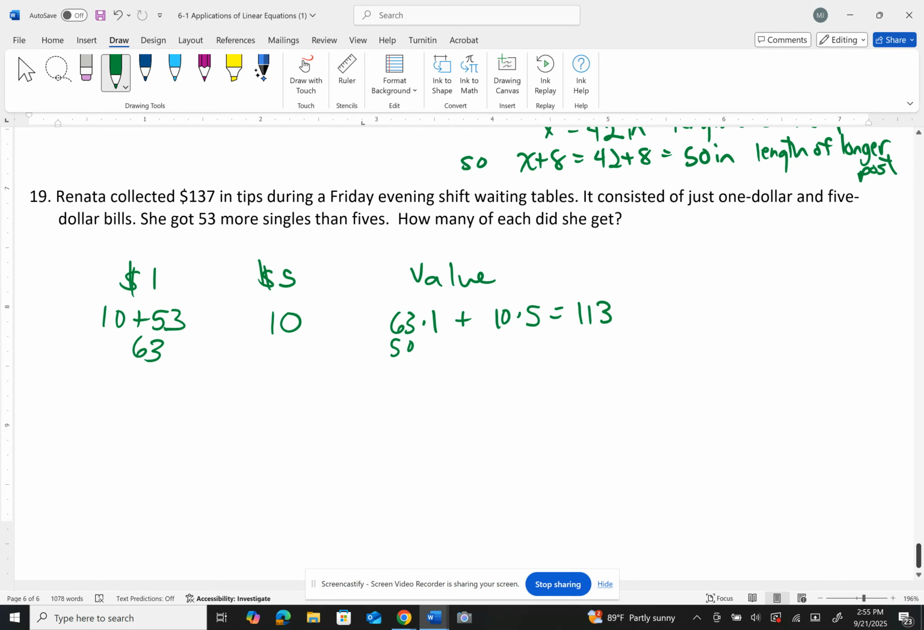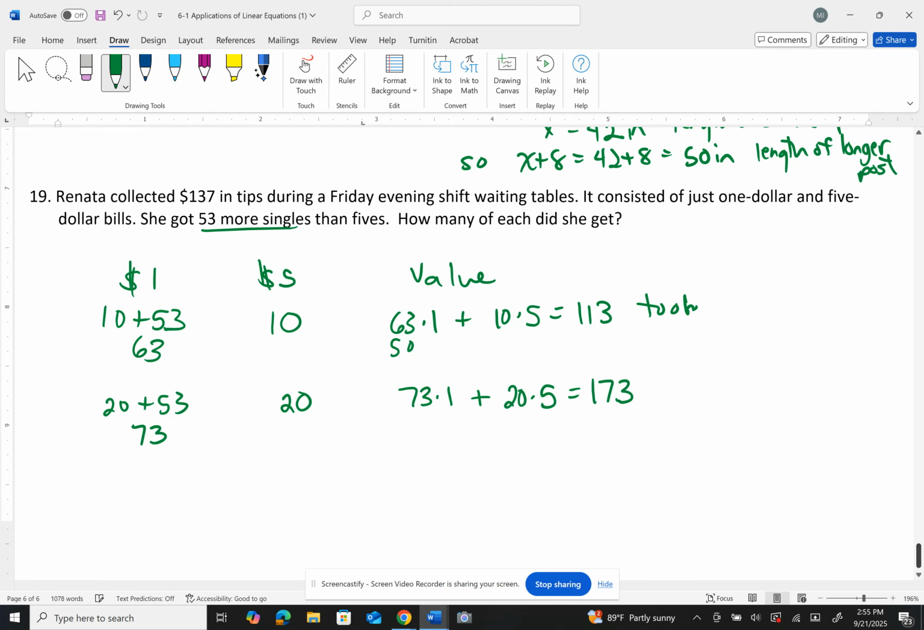Okay, so what if she had 20 $5 bills? Then she would have to have 53 more, because it said 53 more singles than fives. Then that means she would have had 73 $1 bills. So what would that value be? Well, it'd be 73, which is just $73, plus 20 $5 bills. So that would be 73 plus 100, that would be 173, which is too much.